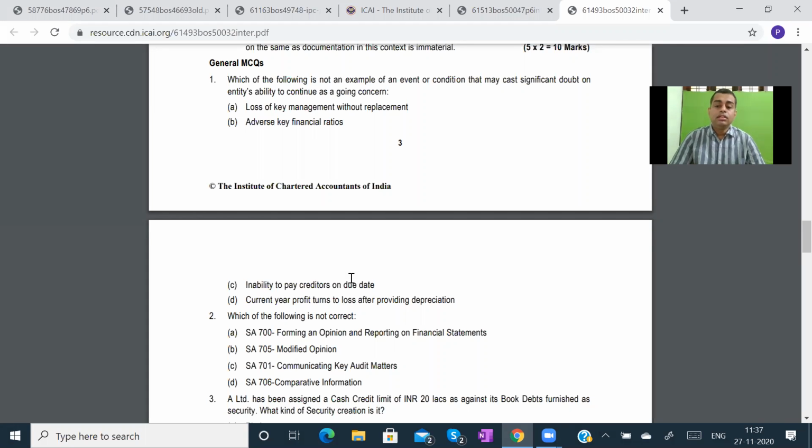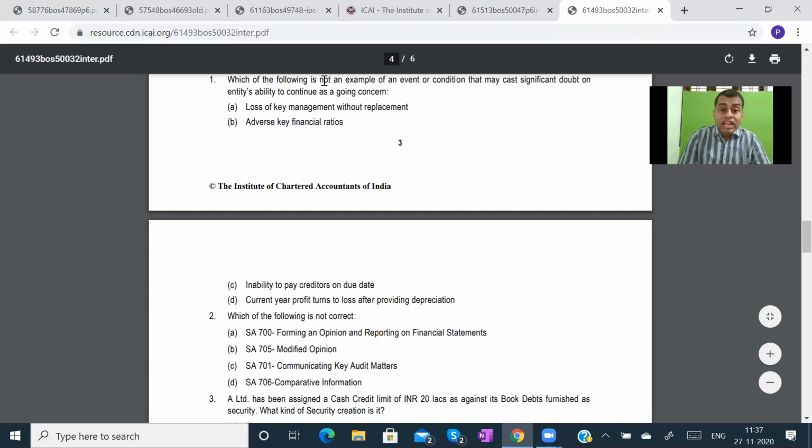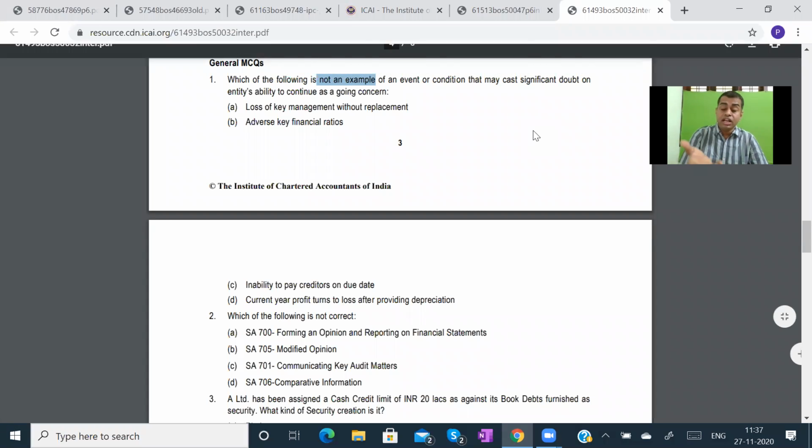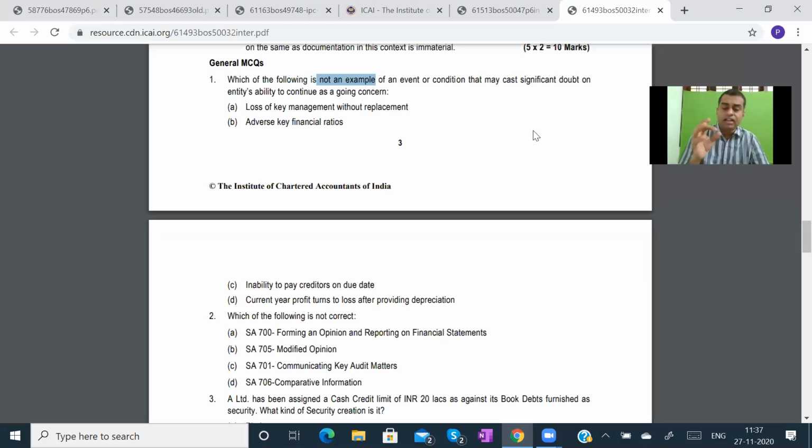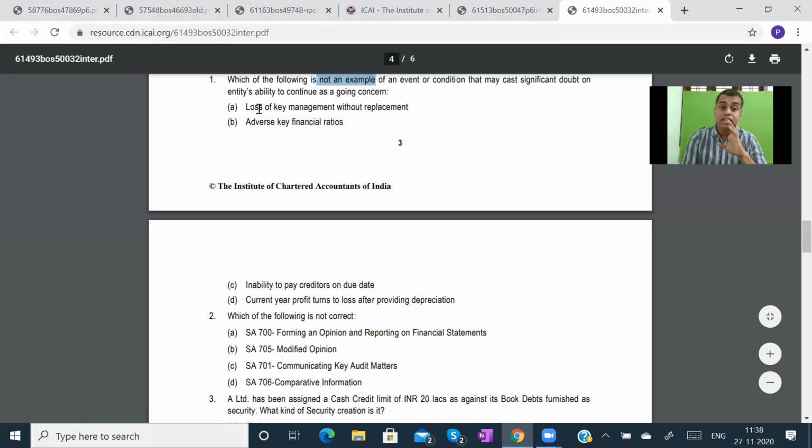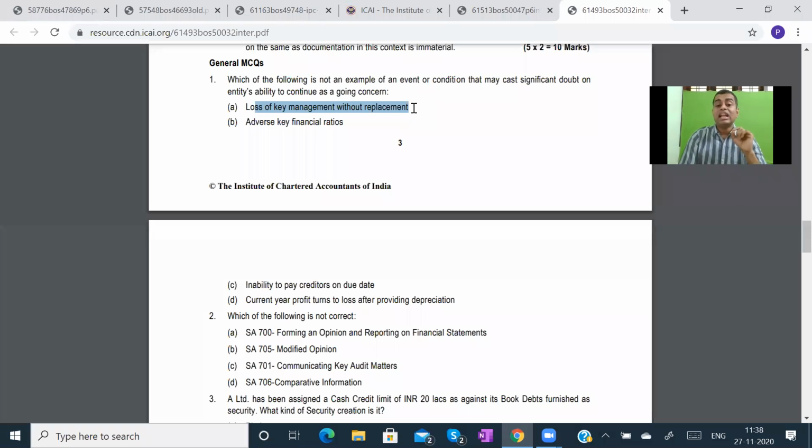Hey, Alex, read the question carefully. Which of the following is not an example? Not an example. Adverse key financial ratios are classic indicators. How can you say that is not the one? Someone is saying A is also correct answer. My dear friend, this is operating indicator. Correct answer is D. Current year, if the company is in losses, there is no problem to going concern.